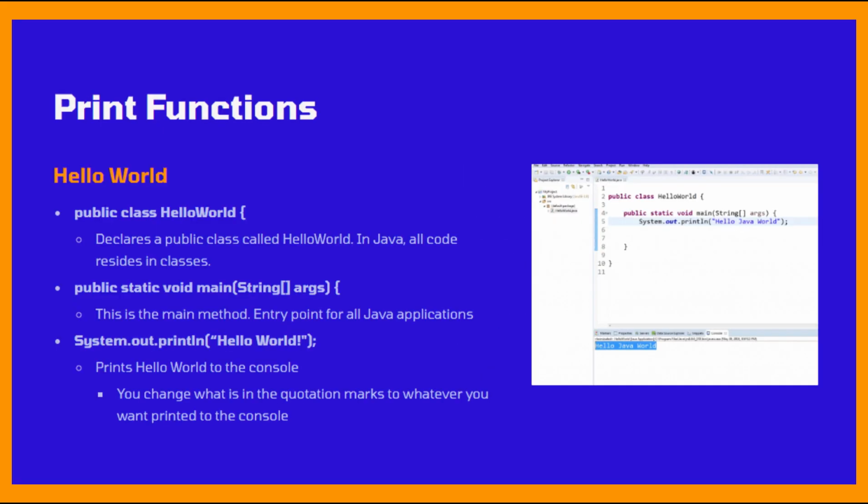Now, let's take a look at a real Java program that uses a function that you'll see all the time. This prints hello world to the console. The first line, public class HelloWorld, creates something called a class. Every Java program is built around classes. They're like containers that hold all of your code.